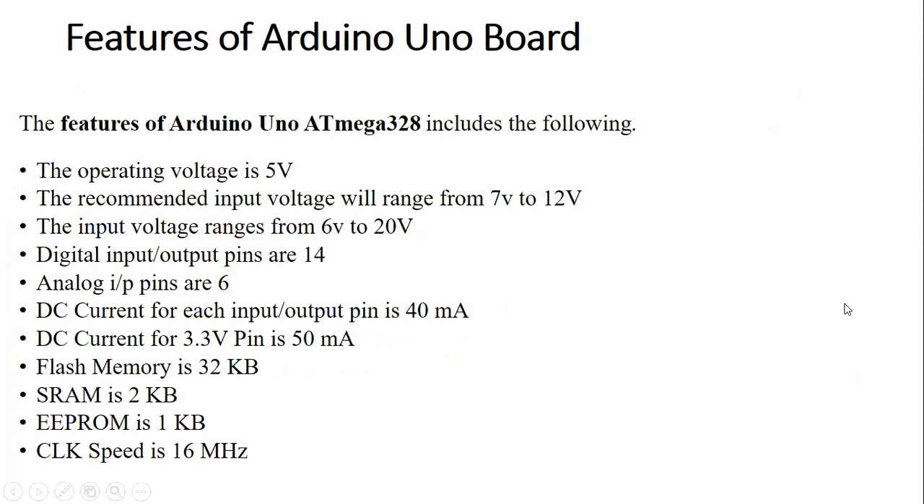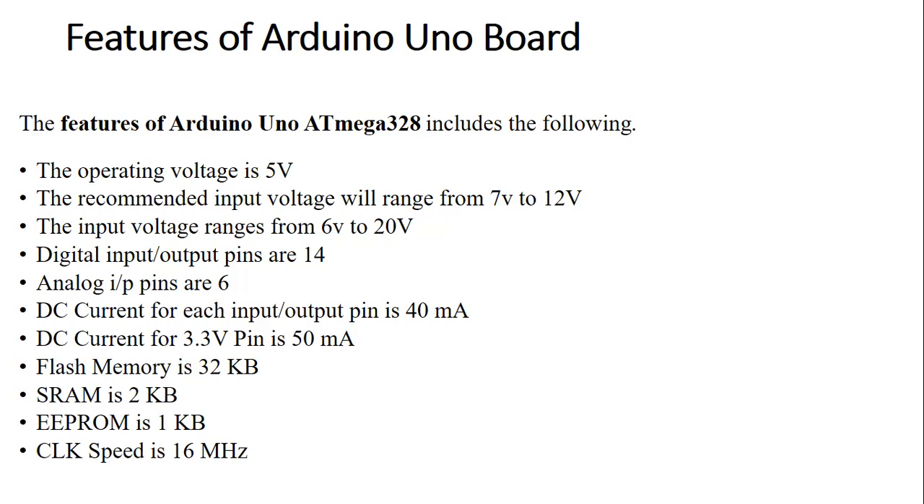Arduino board needs a 5-volt voltage supply. It means the operating voltage is 5 volts. The recommended input voltage will range from 7 volts to 12 volts. It has 14 digital input output pins, 6 analog pins, and the DC current for each input and output pin is 40 milliamperes, and DC current for the 3.3 volt pin is 50 milliamperes.